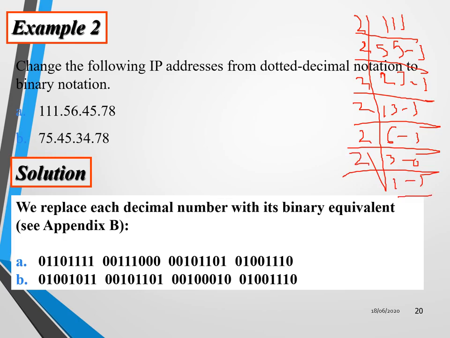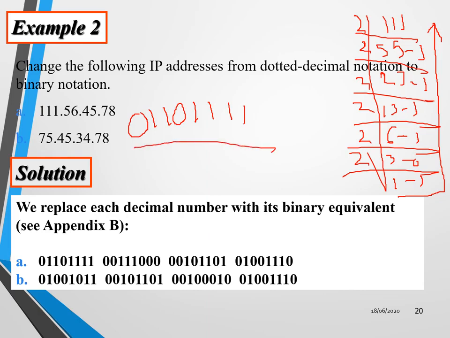Now what do we have to do? We have to collect the remainders together. This is 1 1 0 1 1 1 1. Now count the number of bits: 1 2 3 4 5 6 7, a total of 7 bits. So here we will pad it with a 0. So this is, you can see over here, equivalent to 0 1 1 0 1 1 1 1.